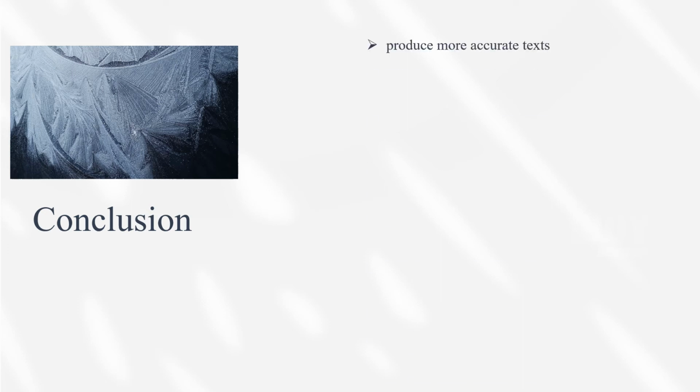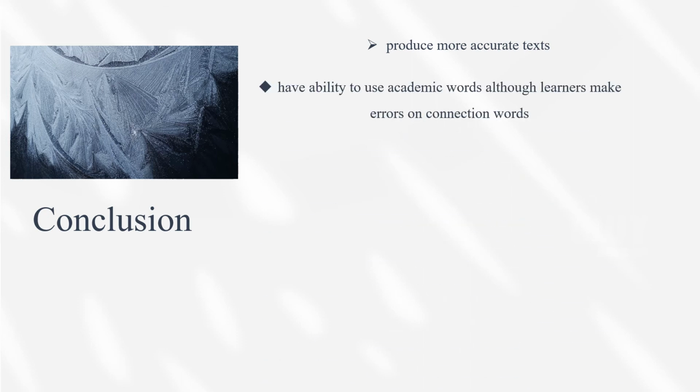Based on the study, the author draws some conclusions. First of all, it seems that collaborative writing facilitates learners producing more accurate texts, the same as previous studies. Secondly, the study shows collaborative writing makes learners have the ability to use academic words, although they make errors on connection words. Therefore, in an exam-oriented context, teachers need to teach learners to take more formal academic language use into account first.